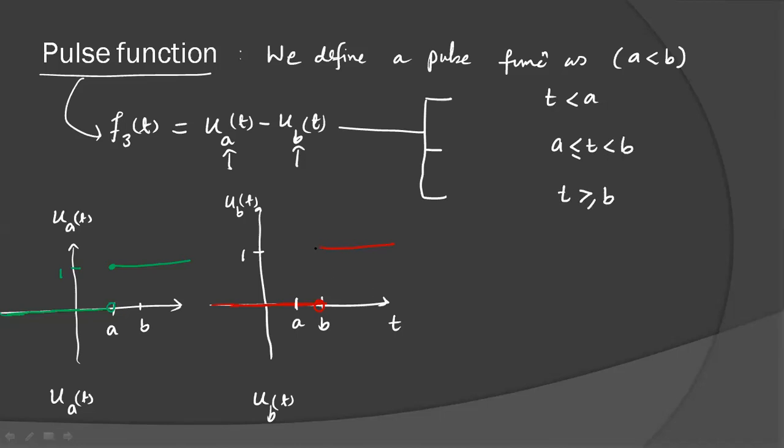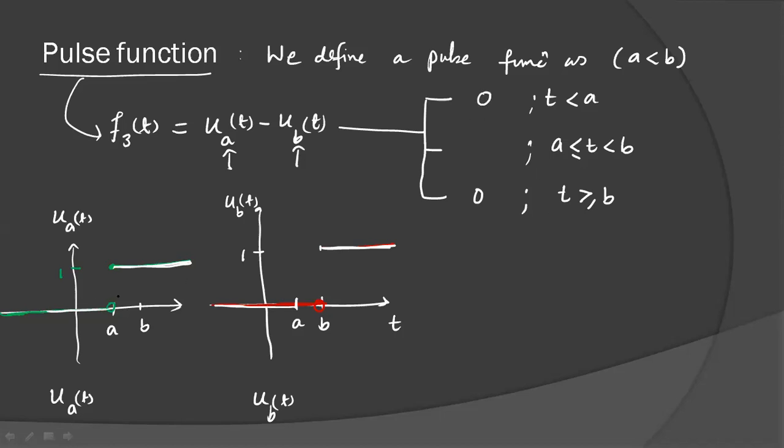See, when t is greater than or equal to b, the value of u_b(t) is 1 and the value of u_a(t) is also 1. So 1 minus 1 will be 0 because you are subtracting. We will discuss this part later. Now, t less than a. When t is less than a, the value of u_a(t) is 0 and u_b(t) is also 0. So 0 minus 0, the value will be 0.